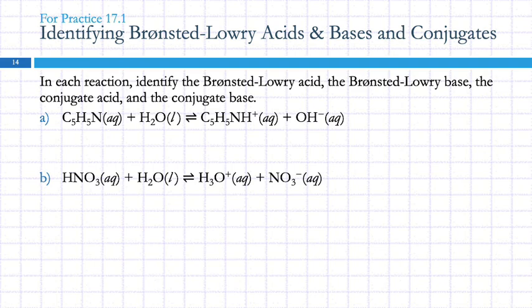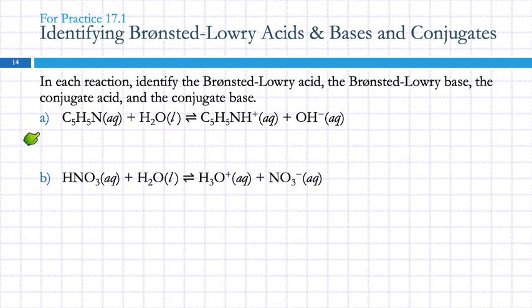Okay, so this problem asks us to identify the Bronsted-Lowry acid, the Bronsted-Lowry base, the conjugate acid, and the conjugate base. Don't let Bronsted-Lowry in front of acid confuse you. It's not a trick. It's going to say that on exam questions. It might say, identify the Arrhenius acid, or identify the Bronsted-Lowry acid. And it's not because there's one of the other kind there that you're supposed to ignore. It's just the way the problem is asked. So you can just ignore that part. Identify the acid and the base.